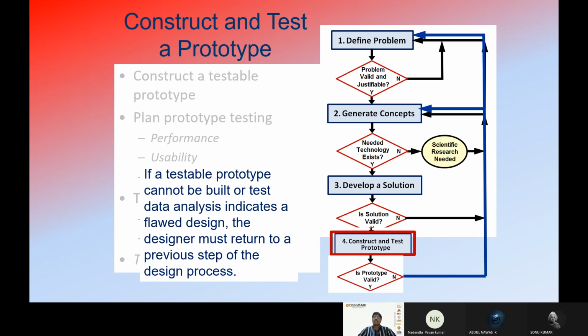So here also you can say that the flowchart does not end. The prototype is valid if you are able to certify it in all aspects, all testing aspects. But otherwise, you have to go back. That means you have to check your solution, whatever you obtained. You have to check your concepts. Sometimes you may redefine the problem. So all those things are there inside testing a prototype.